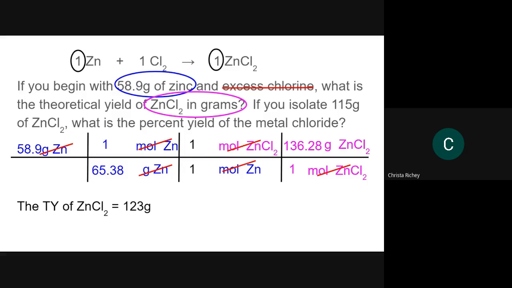If I was just asking for this, you'd be done. But there's a second half to this question. You make 115 grams of the zinc chloride. And if you make that amount, and this is how much you should have, then by comparing these to each other times 100, we'll change it to a percent. And you should always give 2 numbers after the decimal of a percent.